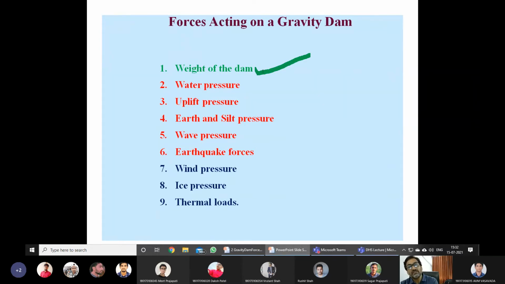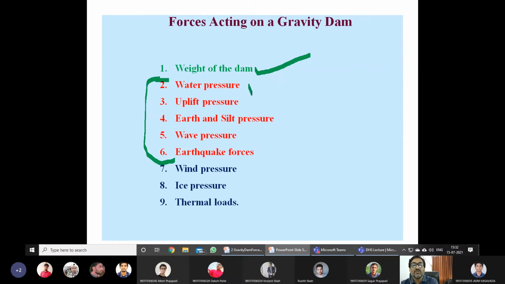So we have to have an optimized solution for the purpose. This weight of the dam is calculated, and this is called the stabilizing force. And all the others are destabilizing forces. They also sometimes become a stabilizing part of this weight in certain cases. I will explain where and how they become so.